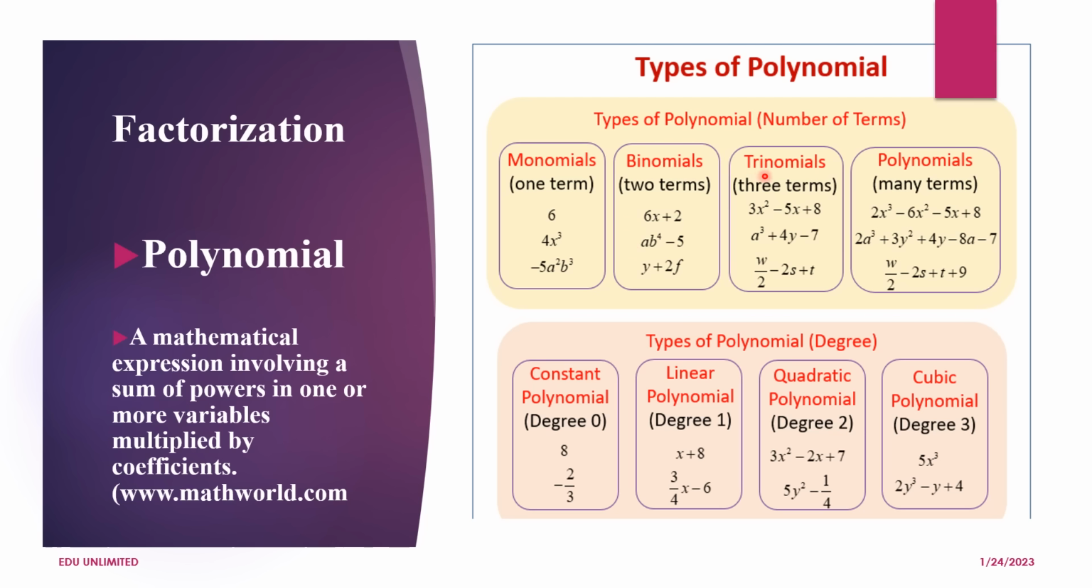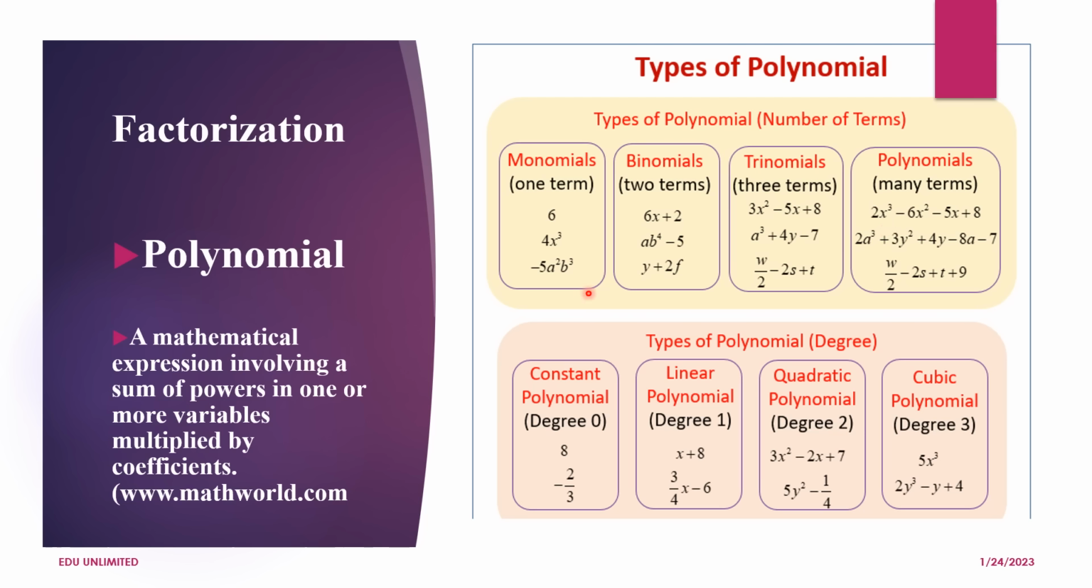And trinomials, looking at the prefix tri, mean three terms. For example, 3x squared minus 5x plus 8. Even though it is a quadratic equation, it is a trinomial. And then the broad setting, polynomials, the prefix poly meaning many. So polynomials mean many terms. An example is 2x cubed minus 6x squared minus 5x plus 8.